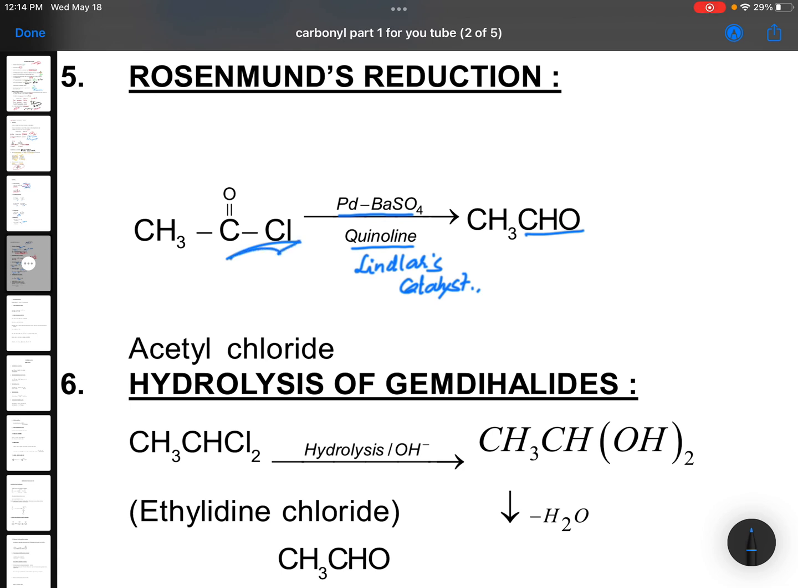thing. Acid chlorides can be converted to aldehydes. Partial reduction, you can say. Only this chlorine is replaced by hydrogen.